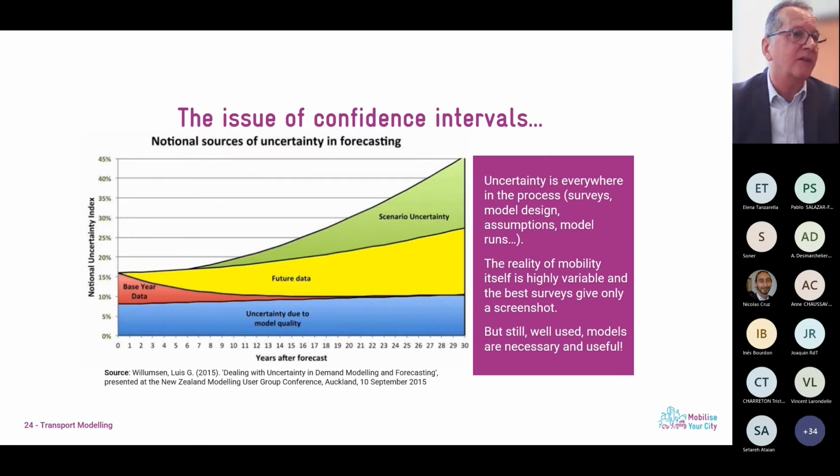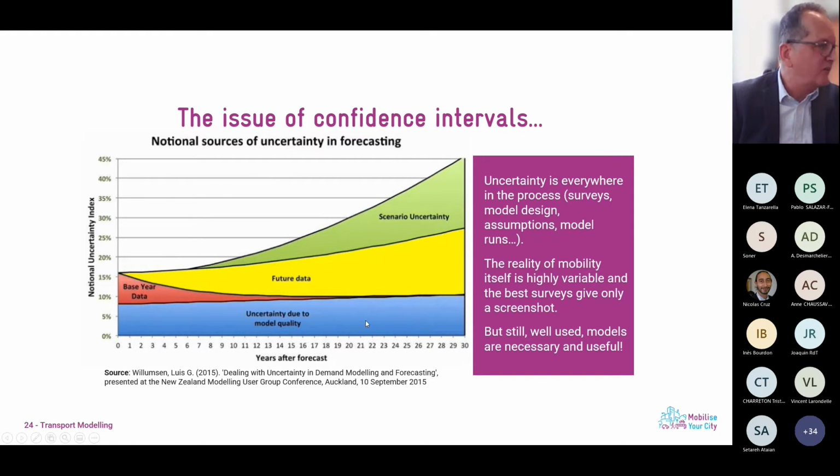And first, it is present in the picture of the present situation. We calibrate a model on an observed situation, on surveys, but it might not be reasonable to try to represent, for example, traffic figures by 10% or 5% or 3%, while maybe the traffic on the same road varies by 30% from one day to another. This is what I mean when I say the reality of mobility itself is highly variable, and the best surveys give only a screenshot. It's a moving reality, the mobility in a city.